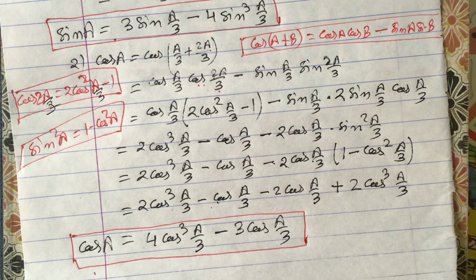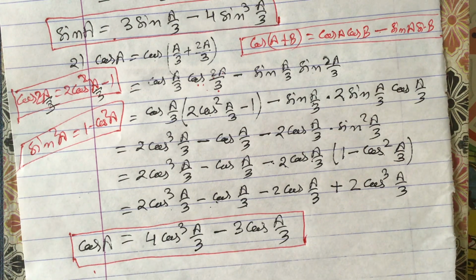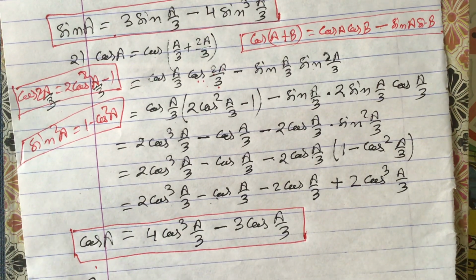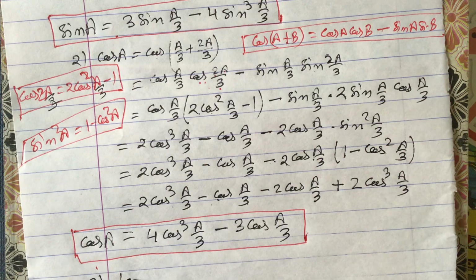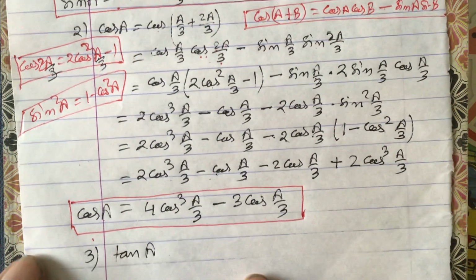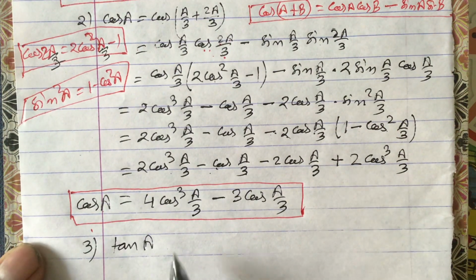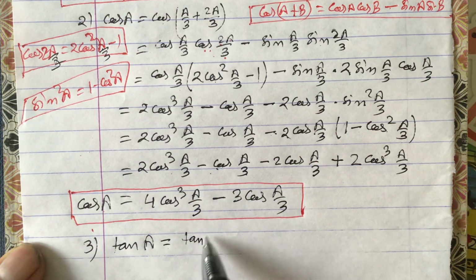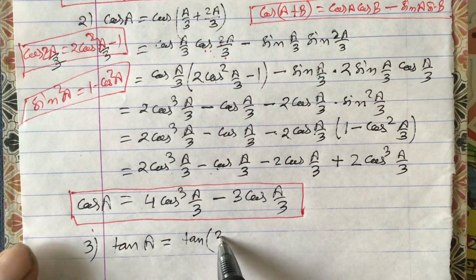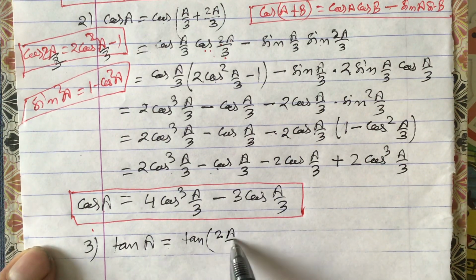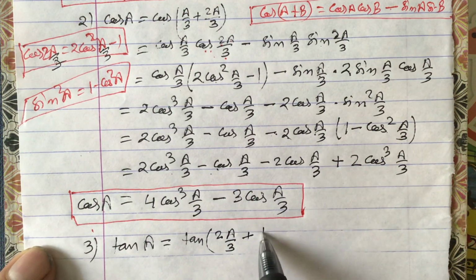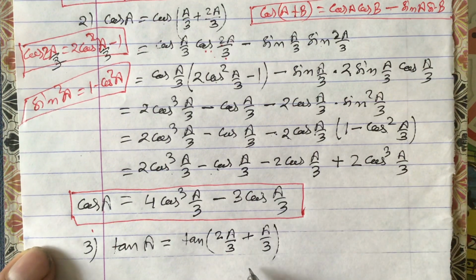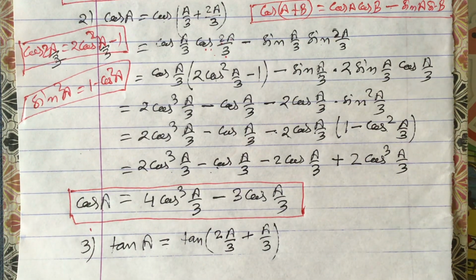Okay, now I will do similarly. I will show you for tan also. Okay, number three is tan a. Now look here, tan a also in terms of a by 3. How to express? Let us learn this one. Tan a can be written as tan of 2a by 3 plus a by 3. Same process. While breaking, we'll use the same process.